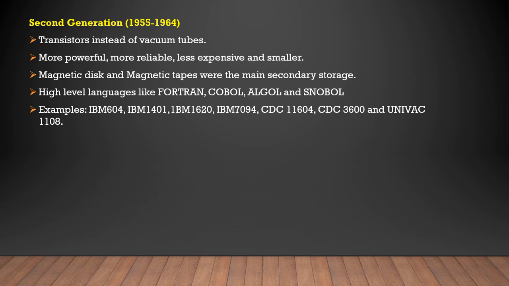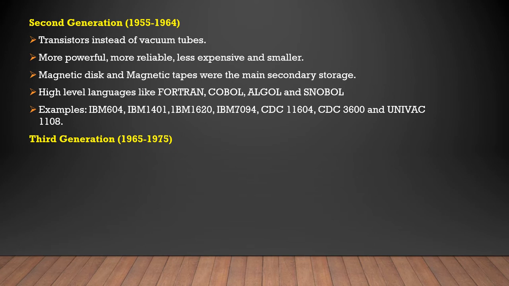Examples of second generation computers include IBM 604, IBM 1401, IBM 1620, IBM 7094, CDC 1604, CDC 3600, and UNIVAC 1108. Next is the third generation.